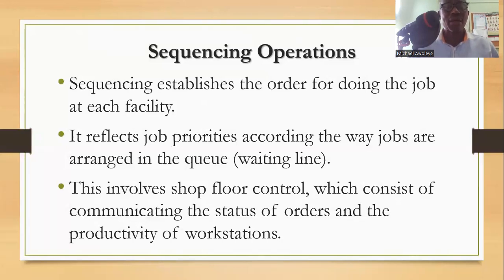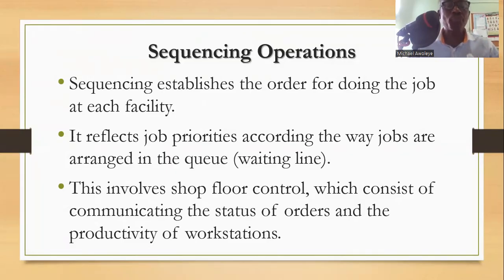Sequencing establishes the order for doing the job at each facility. We want to know which machine should be started first. We also want to know which job should be processed first. Should it be job A or job B that goes first, and thereafter we move to job C, depending on the sequence. This is what we want to do. We want to know which order.